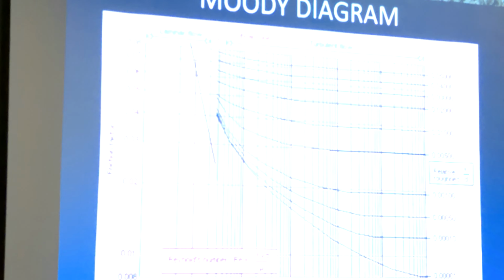And you calculate the Reynolds number, the velocity, diameter, kinematic viscosity is a constant. You say, oh, I have a Reynolds number of like 60,000, and I go up here. I hit the smooth pipeline, I go over, and it's 0.019.